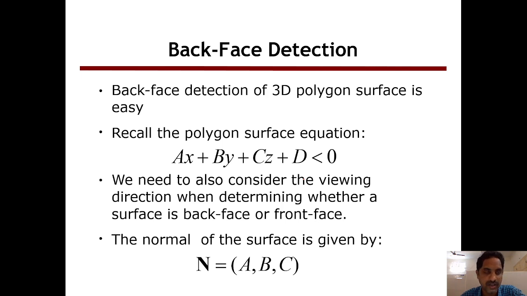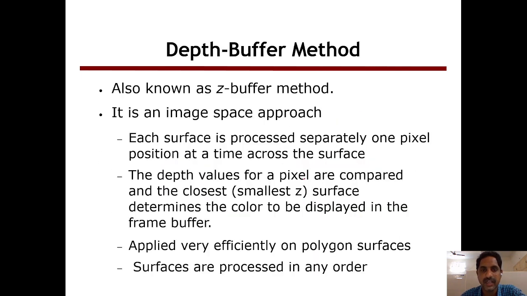So these can all be allocated to the objects. The depth buffer is also called the Z buffer method or G buffer method. It is an image space approach. Each surface is processed separately, one pixel position at a time across the surface.